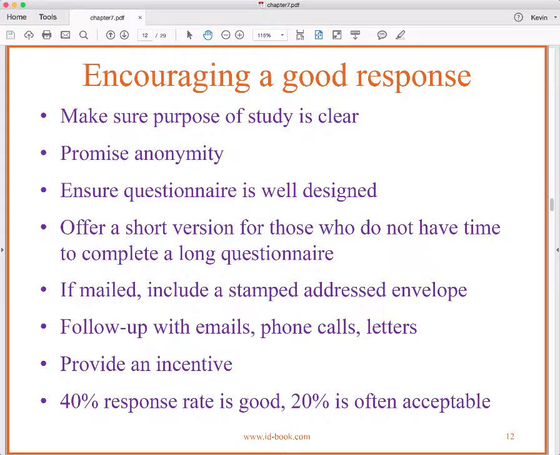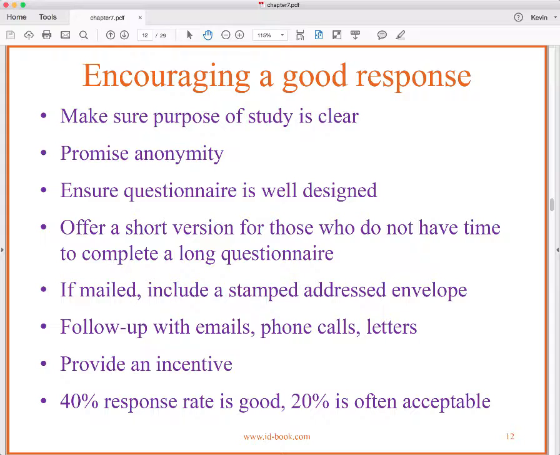Well, make sure that the purpose of the study is clear, okay? Try to hook them with the purpose of the study, something that they would believe in. Promise anonymity. Most people don't want to be individually identified with their answers. Ensure that the questionnaire is well designed in terms of the factors that we've talked about already. One idea here that I think is interesting, offer a short version for those who do not have the time to complete the long one.